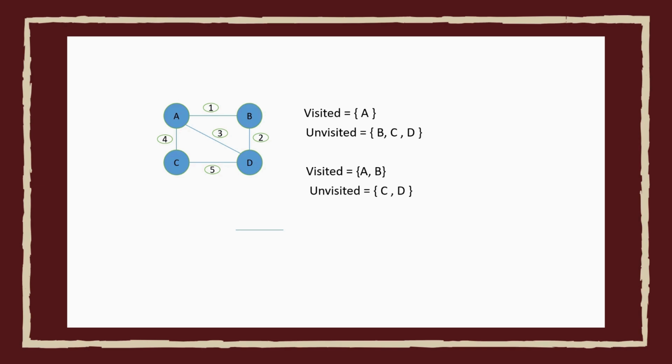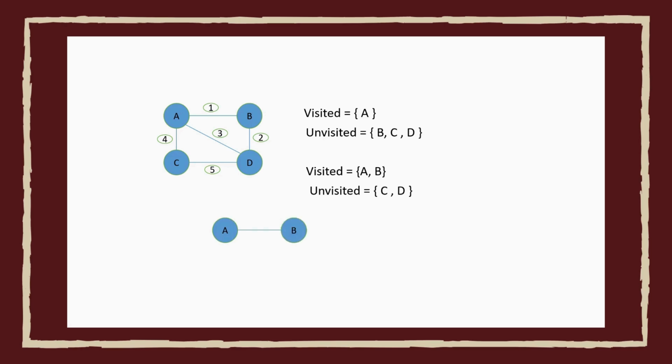Next iteration, now the visited set contains A and B. We again consider all edges from these visited nodes to the unvisited nodes. From A to C, from A to D and from B to D. Among these edges, the minimum cost edge is from B to D. So, select D as the next node and mark it as visited.